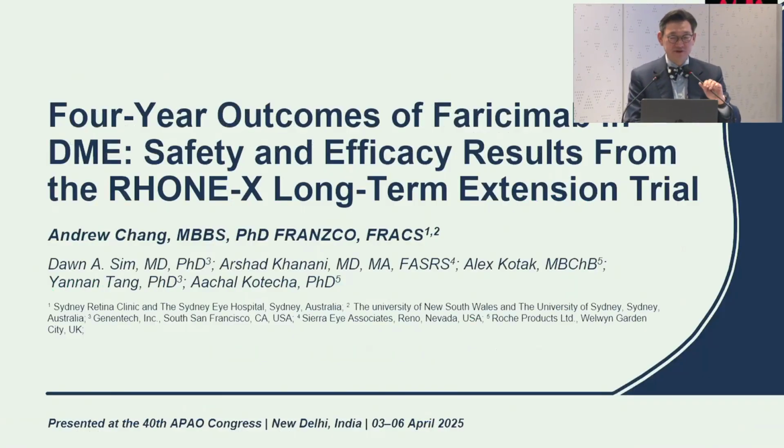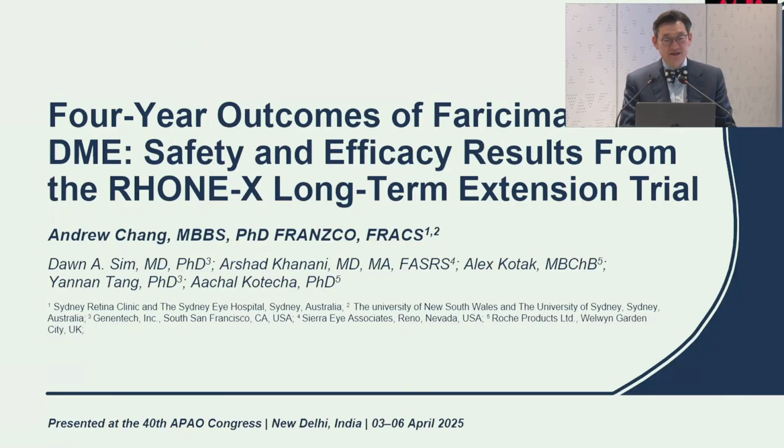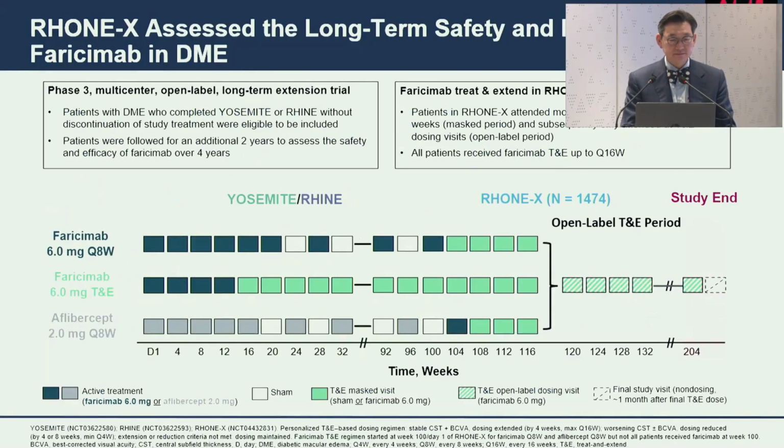Okay, so my first talk is on the RHONE-X long-term extension trial. It's a 4-year study looking at the outcomes of faricimab in DME. RHONE-X, as you know, assesses the long-term safety and efficacy of faricimab in DME. It's a phase 3 multi-centre open-label long-term extension trial. Patients who completed the YOSEMITE and RHINE trials were then rolled onto RHONE-X for another 2 years.